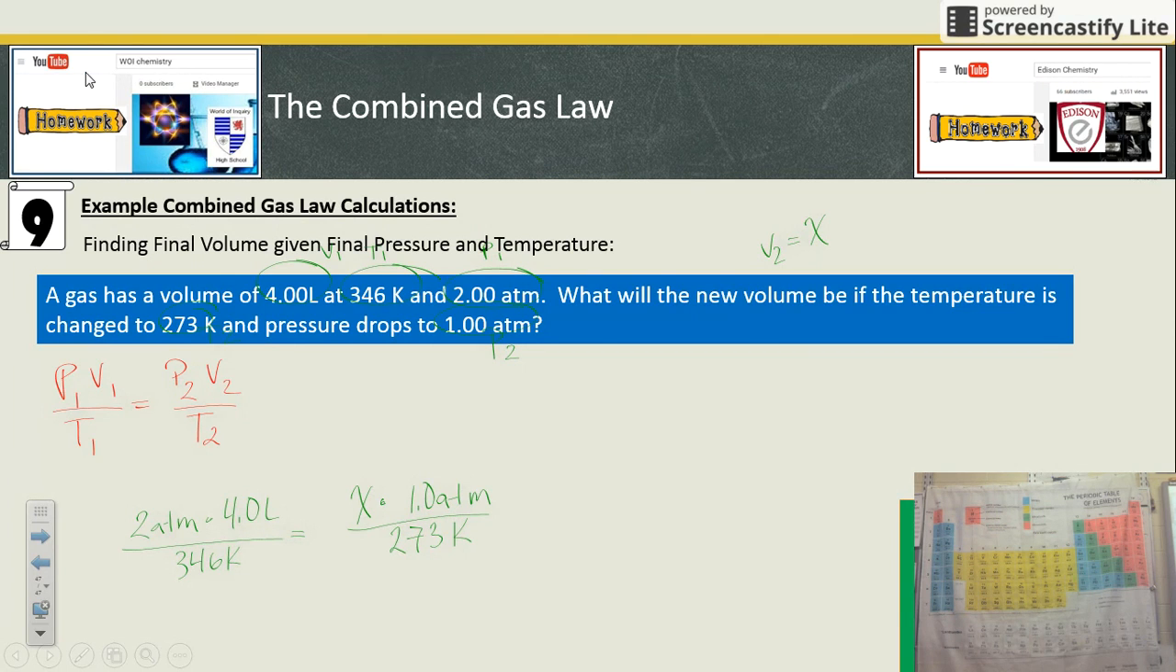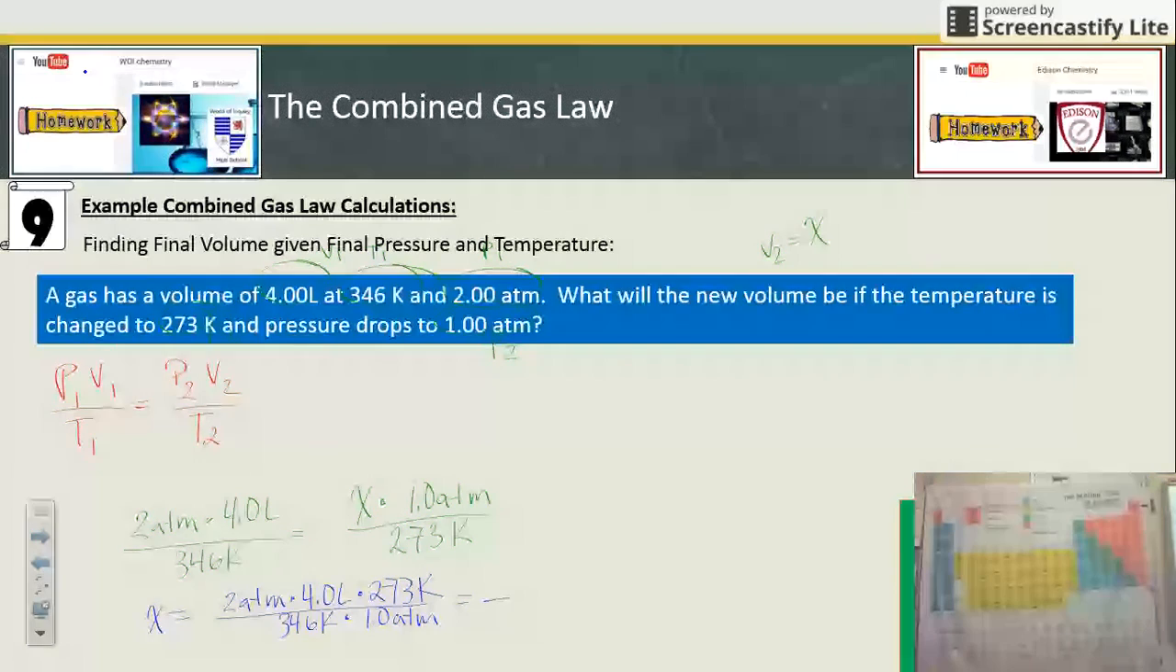I'm going to rearrange to solve for X by itself. It's pretty straightforward to do. X is going to equal, let's see, well, that's easy. 2 atmospheres times 4.0 liters times 273 Kelvin divided by 346 Kelvin times 1.0 atmospheres. And that will give us our final volume. Okay, you will solve that math.